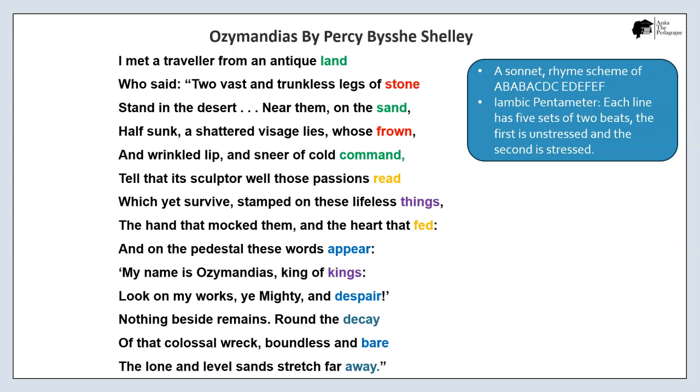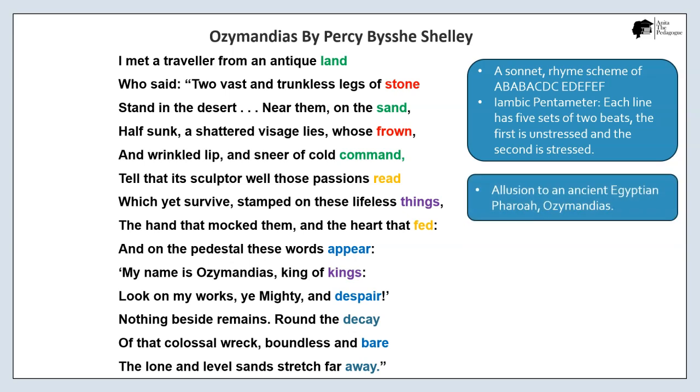each line has 5 sets of 2 beats. The first is unstressed and the second is stressed. So we have I, which is unstressed, met, which is stressed, unstressed, traveler, from, an, land. So we say it is iambic pentameter.